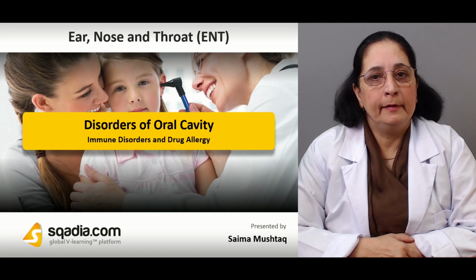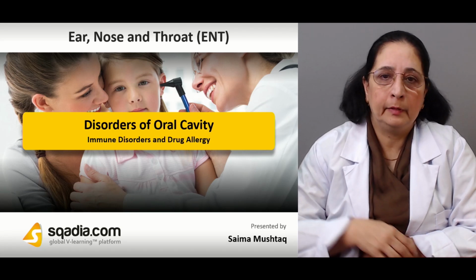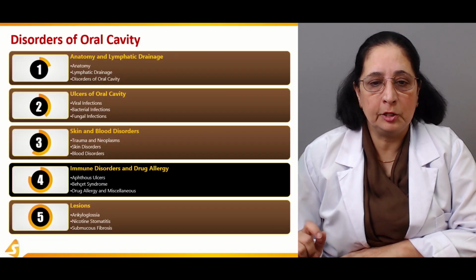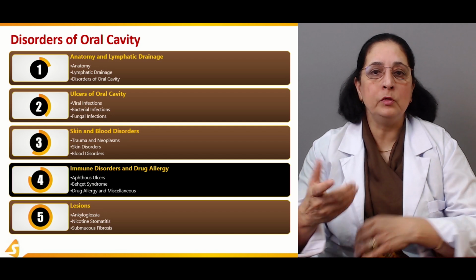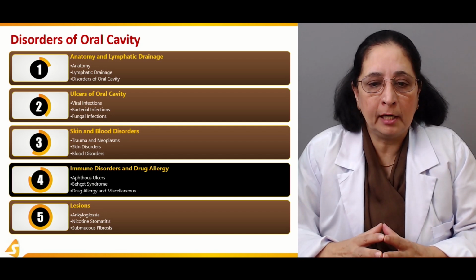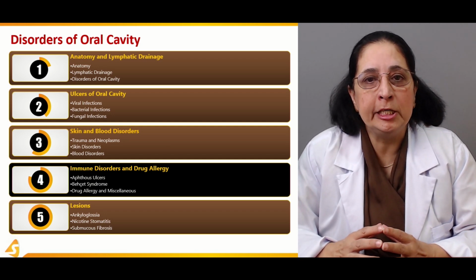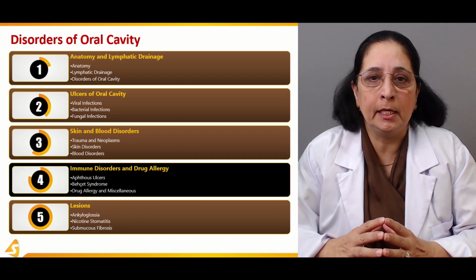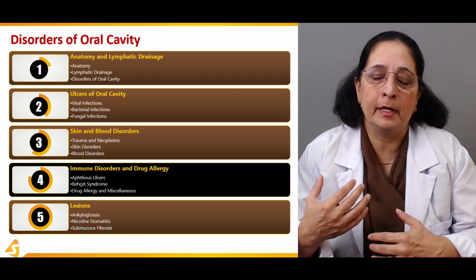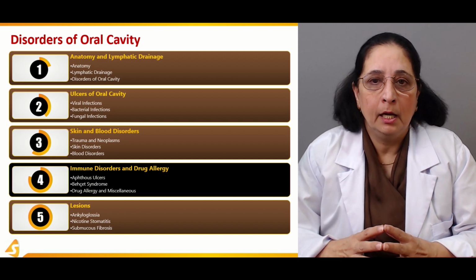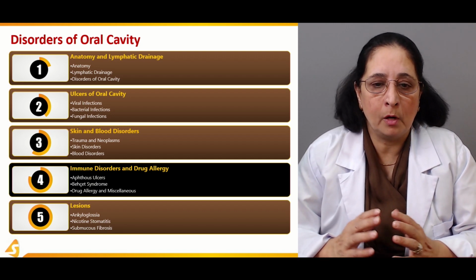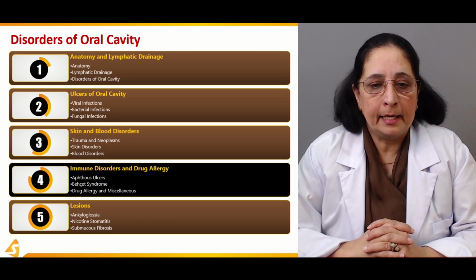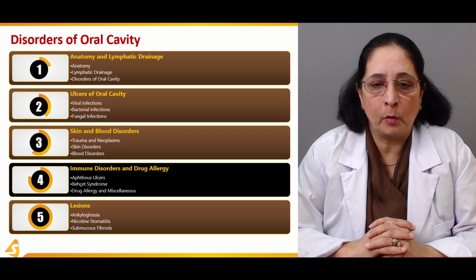Now let's start with section 4 of our lecture. In this section, which is the fourth section, we will talk about some immune disorders and drug allergies that can lead to the formation of ulcers or different disorders of the oral cavity. Commonly we will talk about the aphthous ulcer and then Behçet's syndrome.